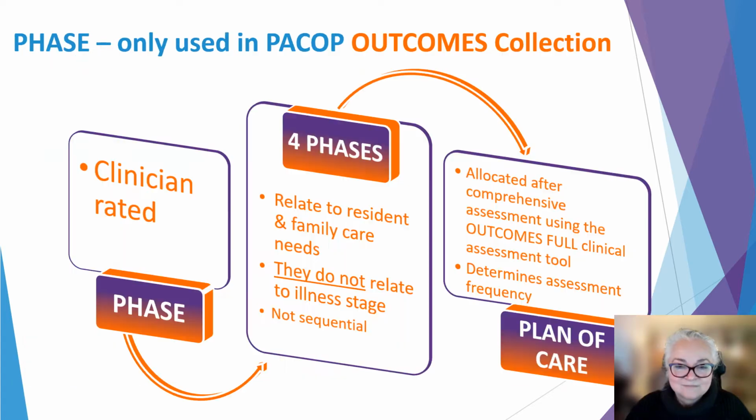So when you're using the outcomes collection and you're working with phase, it's a clinician-rated tool. There are 4 phases. They relate to the resident and family care needs. They do not relate to illness stage. They're also not sequential. The phases are allocated after a comprehensive assessment using the Outcomes Full Clinical Assessment tool. And once you've done that, you will be able to determine what phase the resident is in and their families.